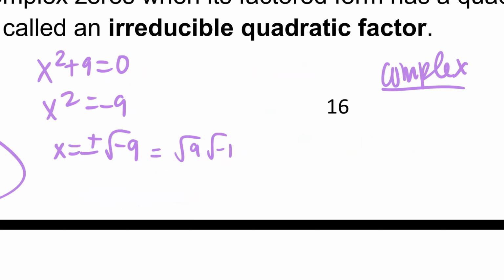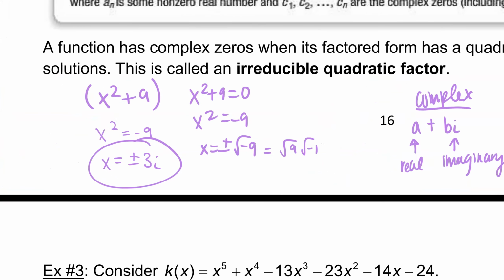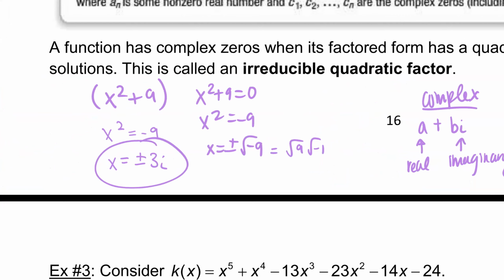Hopefully this is a little review. So a complex root is something like a plus bi. A is your real component. Bi is your imaginary, because that's the part that has your imaginary number in it. So if I wanted to write x squared plus 9 as two linear factors, I would say x plus 3i, x minus 3i.